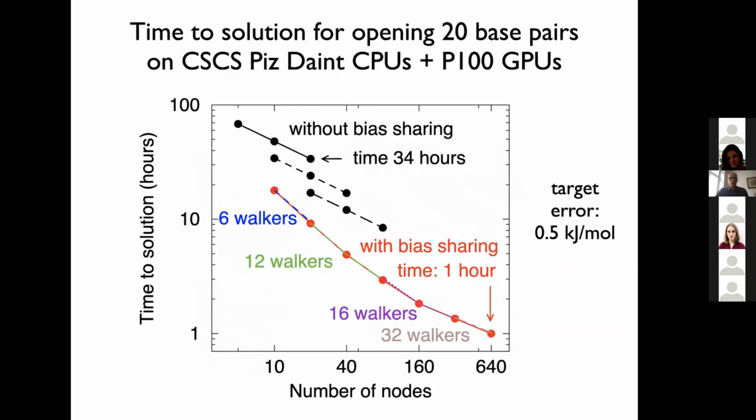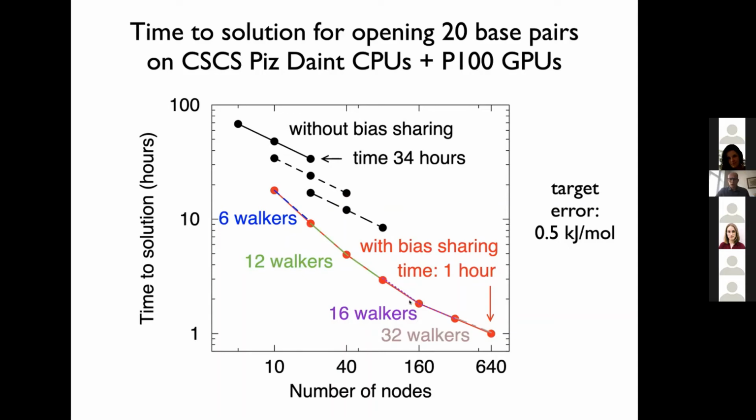So here we did a showcase for BioXL where, without bias sharing, we could get the time to solution for 20 base pairs on Piz Daint at CSCS in Switzerland with NVIDIA P100 GPUs. In 34 hours, we could get the answer for all these cases like we did in the paper. And with bias sharing, we could get this time down to 1 hour if we ran 32 walkers.